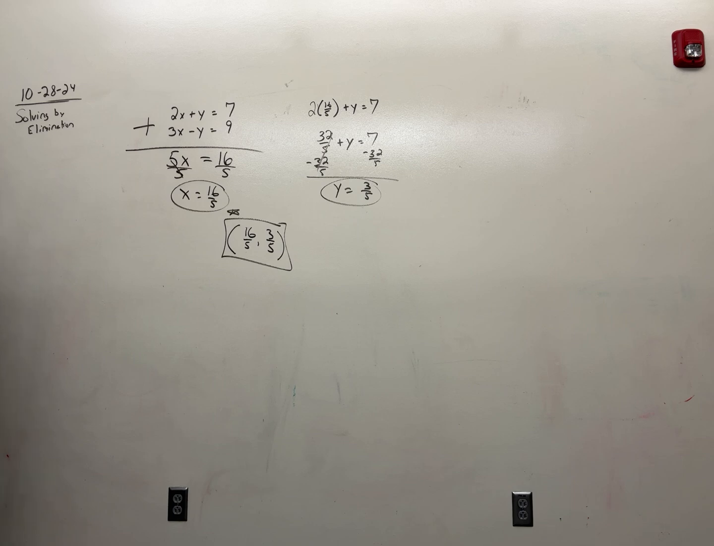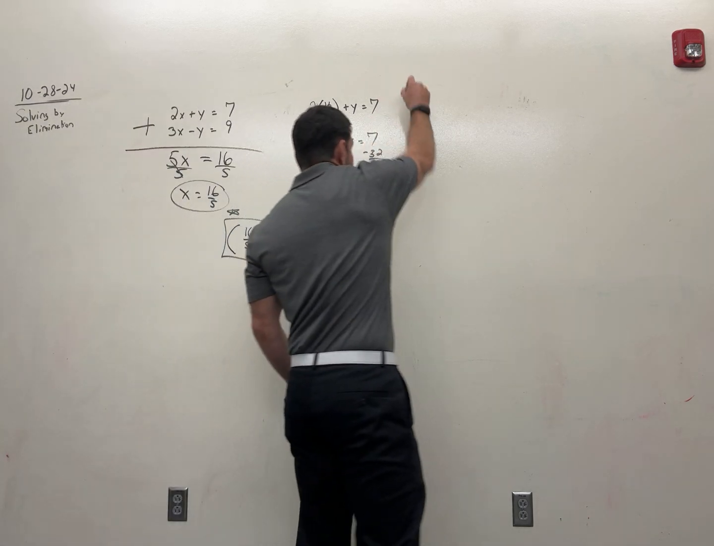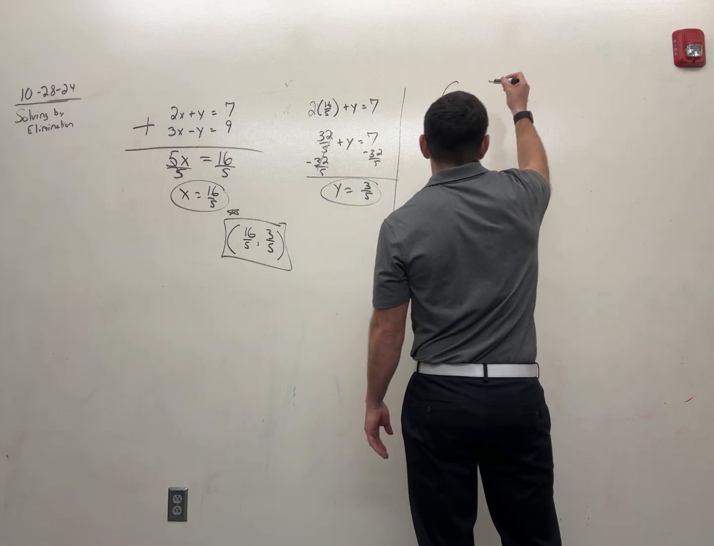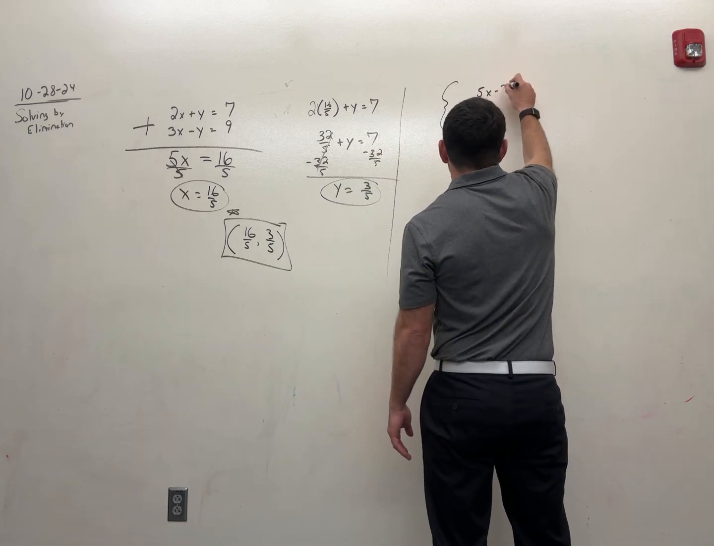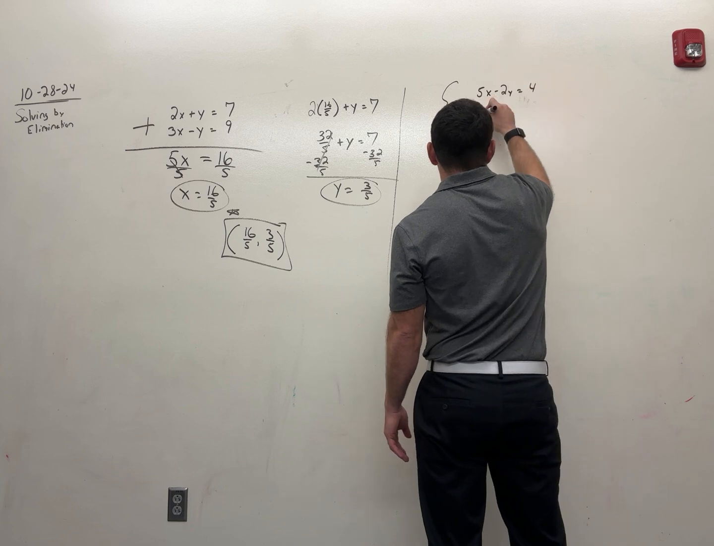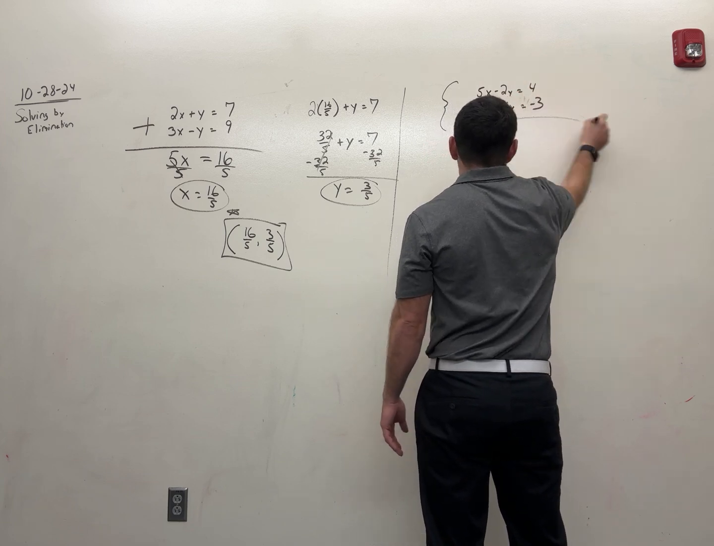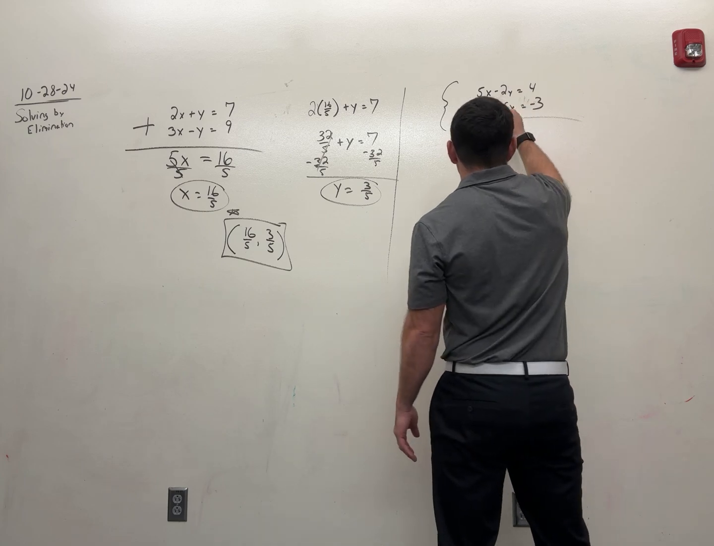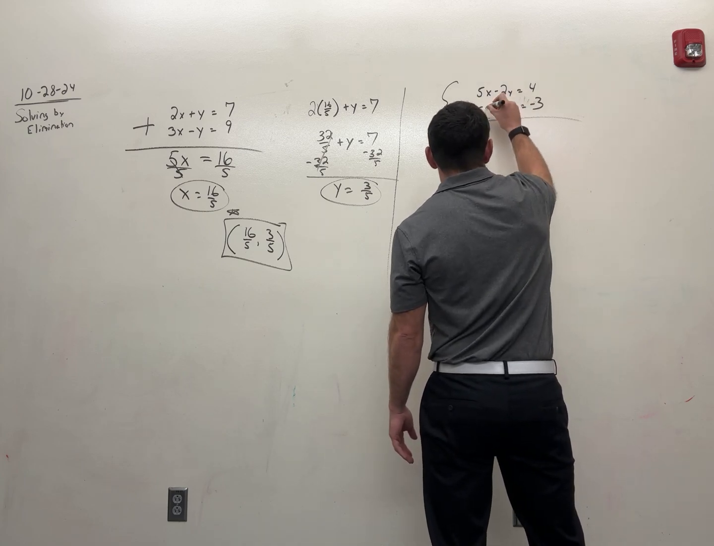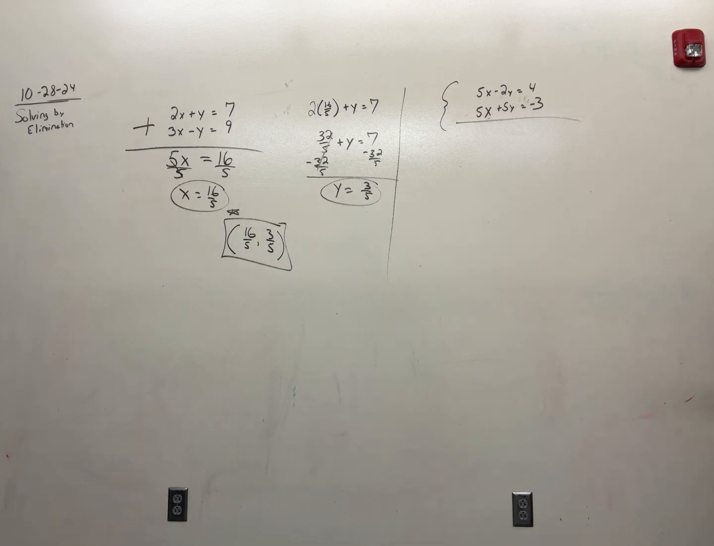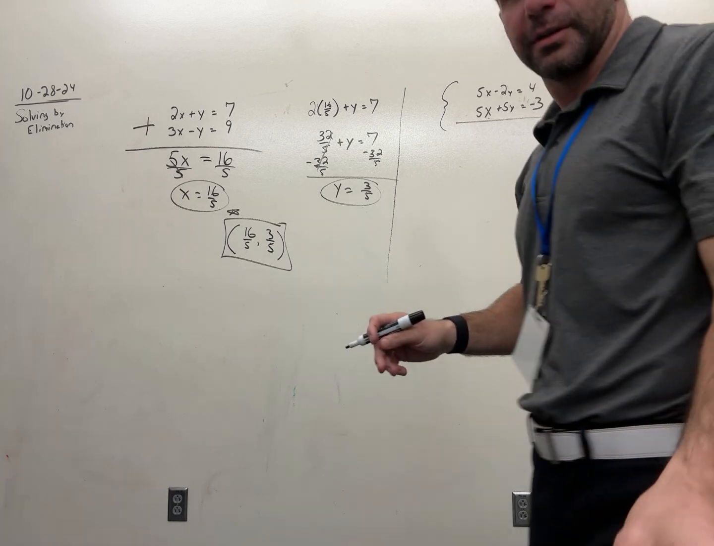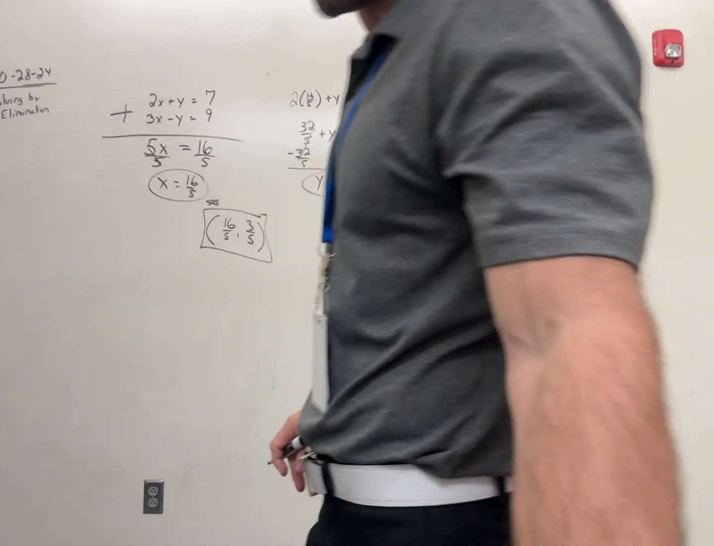Should we try another one? Yeah. Okay. Mr. H, what are you doing? I don't know. Okay. 5x minus 2y equals 4. 5x plus 5y equals negative 3. Can we see this? We'll tilt it that way.